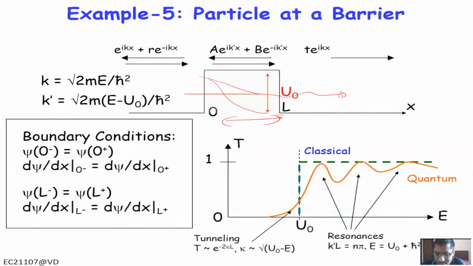Correct? So again, you can do the same thing. Let's say this is region 1, this is region 2, this is region 3. Now in region 1 and region 3, U is 0, so your K will be the same for region 1 and region 3, and that will be root of 2mE by H bar square. For region 2, it will be root of 2m(E minus U naught) by H bar square. Correct? And now you have to apply two boundary conditions at x equal to 0 and two boundary conditions at x equal to L. Okay, do you have any question?